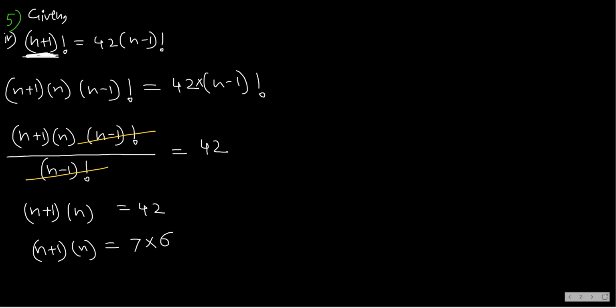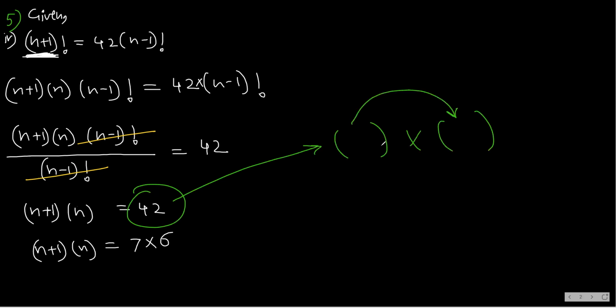If I ask you for 42, get me two numbers which are consecutive numbers, I bet you cannot get any other numbers. You will always get 7 and 6. So these are unique, and that is the way it can be solved.